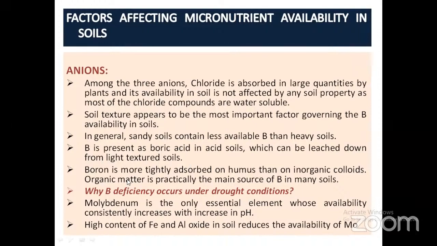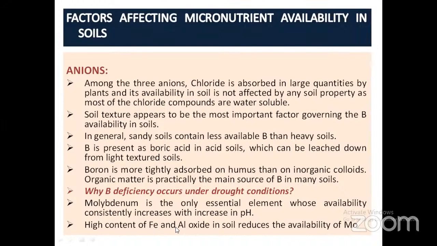Okay, you see, I told you that organic matter is practically the main source of boron in many soils because boron is more tightly absorbed in the humus, right? So under drought condition, boron deficiency in the plant is observed due to reduction in organic matter, mineralization and uptake by the plant. इसलिए drought condition में boron की availability कम होगी क्योंकि organic matter का decomposition नहीं हो पाएगा. Another is molybdenum is the only essential element whose availability consistently increase with increase in the pH. pH बढ़ने से molybdenum एक अकेला element है जिसकी availability बढ़ती ही है, ठीक है?